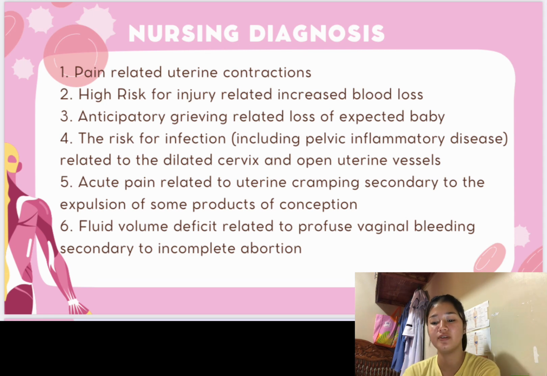Then the risk for infection, including pelvic inflammatory disease related to dilated cervix or open uterine vessels, or minsan infection yung nauna before abortion. Then acute pain related to uterine cramping secondary to the expulsion of some products of conception, and fluid volume deficit related to profuse vaginal bleeding secondary to incomplete abortion.